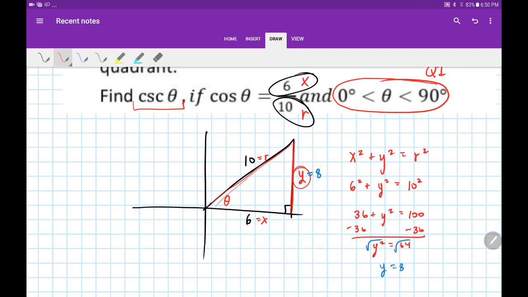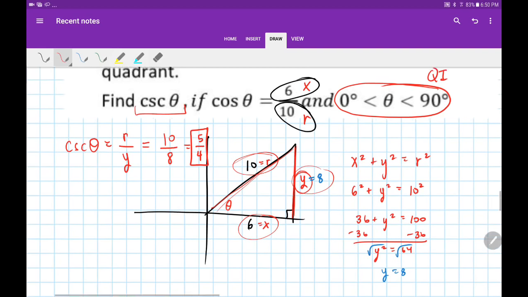Given now I know what my x, my y, and my r are, I know all their values, I can just plug in. My cosecant formula is the reciprocal of sine, and sine is y over r, so this is r over y. My r is 10, and my y is 8. So let me write that a little neater. My r is 10 over 8. So if I divide top and bottom by 2, I get 5 over 4 as my final answer.